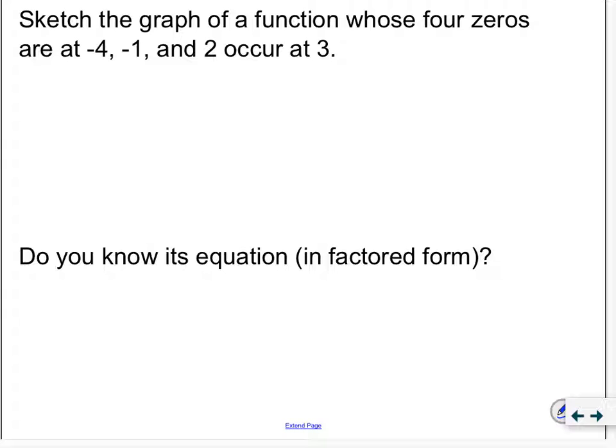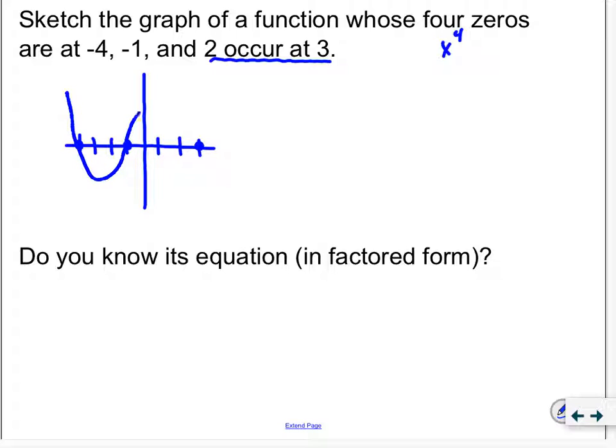How about a function whose 4 zeros? That's going to be an x to the fourth graph. Ooh, and 2 occur at 3. What do you think is going to happen there? Boing! See if you can make a sketch. I got a negative 4, I got one at negative 1, and I got 2 of them at 3. So let's see, I don't know if there's a flip or not going on, so I'm going to assume that there's no flip. So I'm going to come down through negative 4, up through 1, and then boing, I bounce off at 3. Pretty neat.